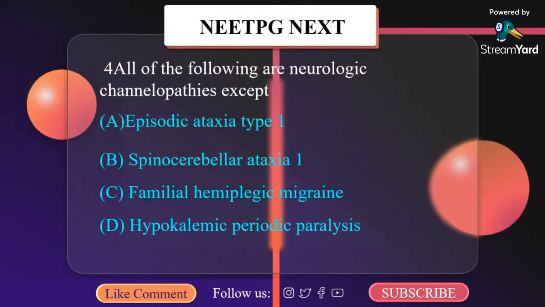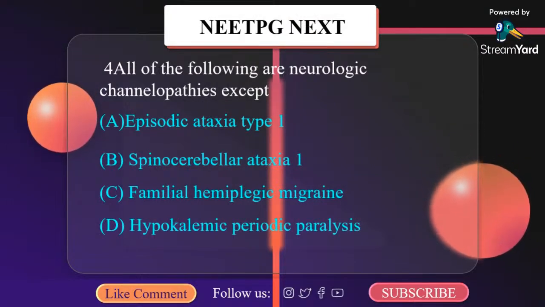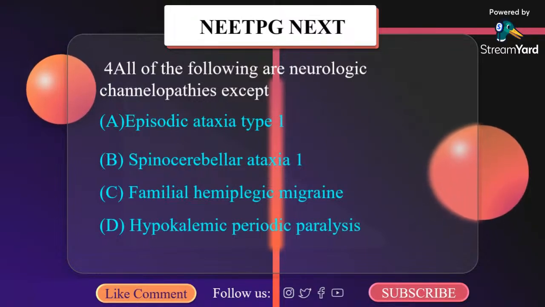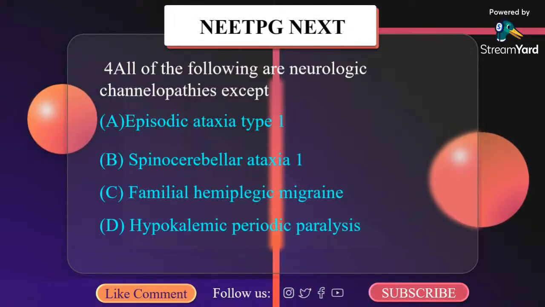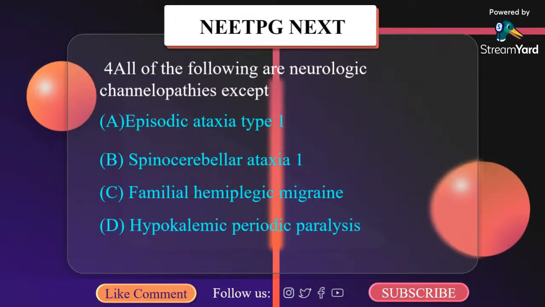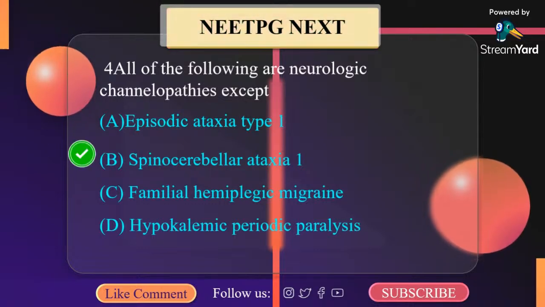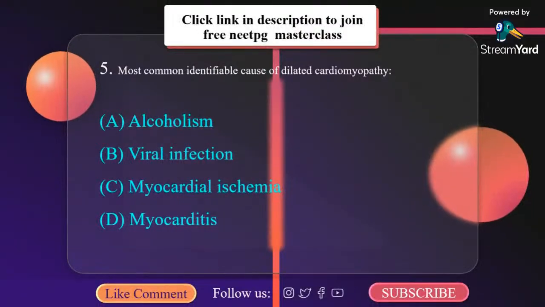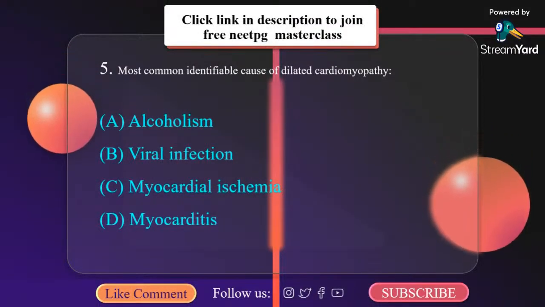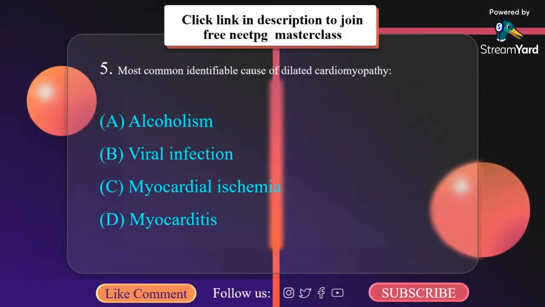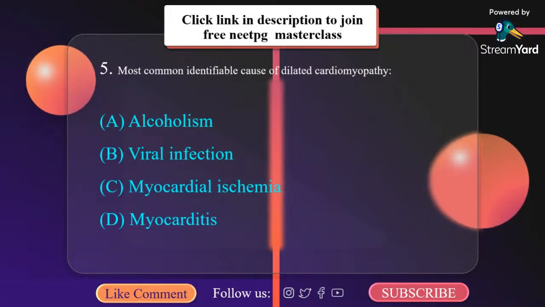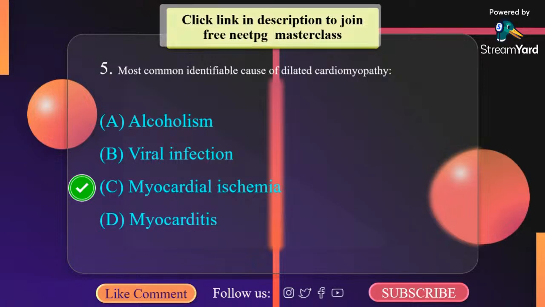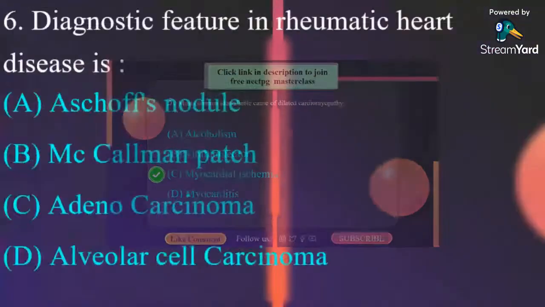All of the following are neurological channelopathies except: episodic ataxia type 1, spinocerebellar ataxia type 1, familial hemiplegic migraine, hypokalemic periodic paralysis. It is spinocerebellar ataxia type 1. Most common identifiable cause of dilated cardiomyopathy is A. Alcoholism, B. Viral infection, C. Myocardial ischemia, D. Myocarditis. It is myocardial ischemia which causes dilated cardiomyopathy.